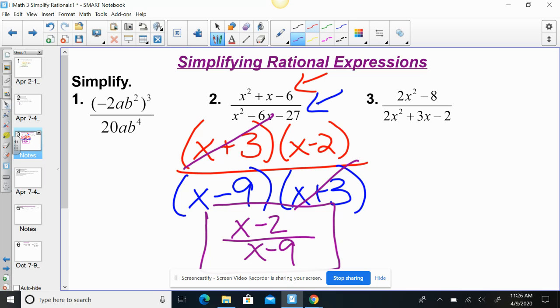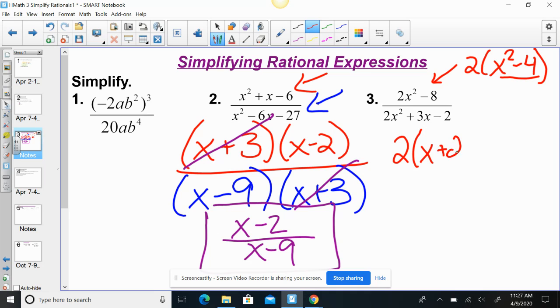So I want to factor first. If I look at my numerator, I do have a GCF of 2. So I'm going to take out a 2, and that would leave me with x squared minus 4. X squared minus 4 is a difference of perfect squares, so that can be factored even more. So x plus 2 and x minus 2 becomes my difference of squares from x squared minus 4.